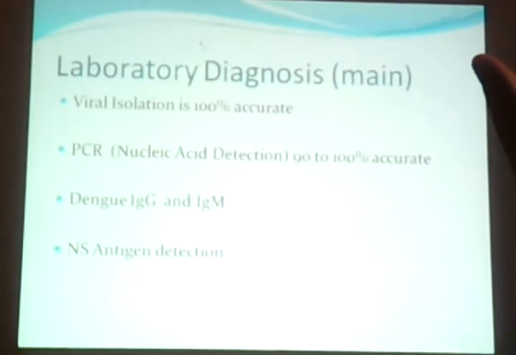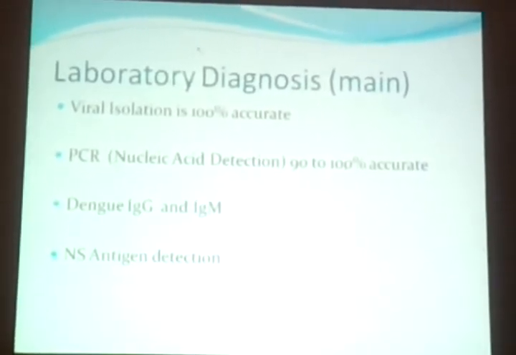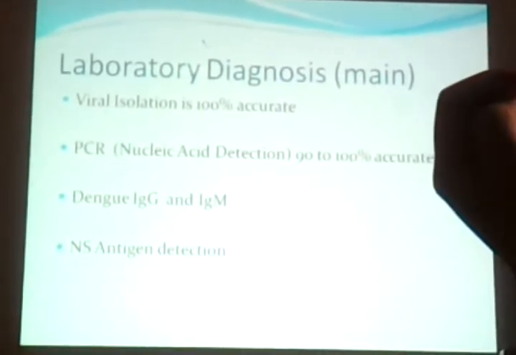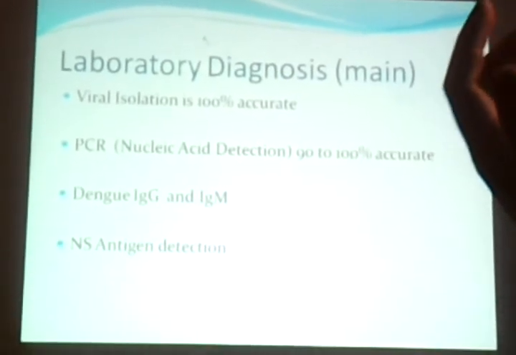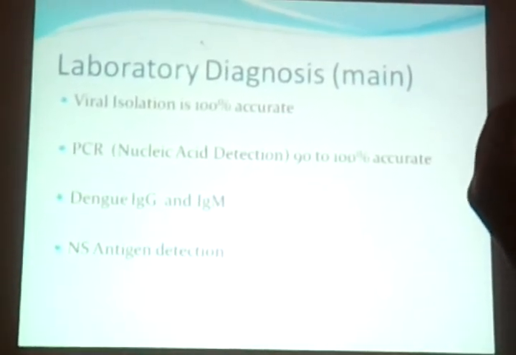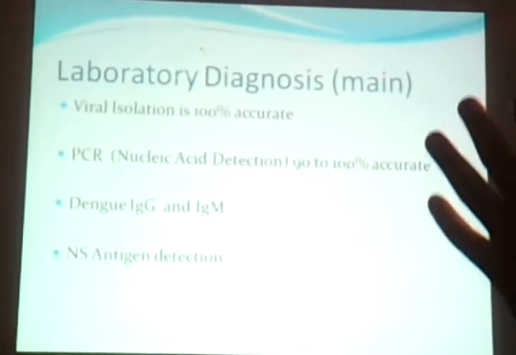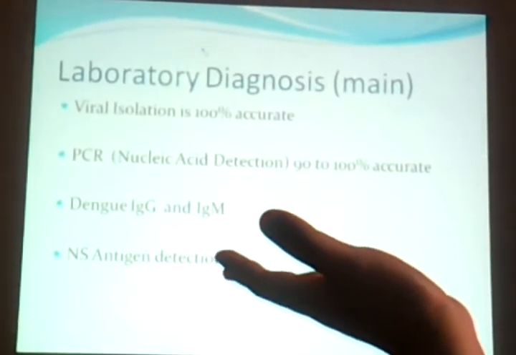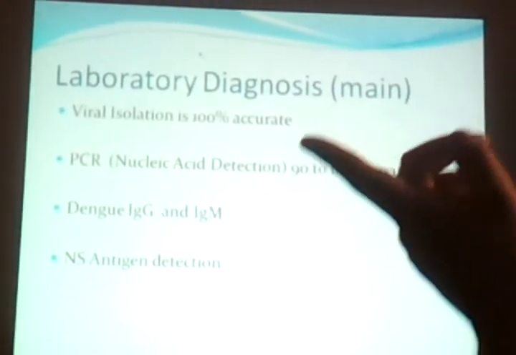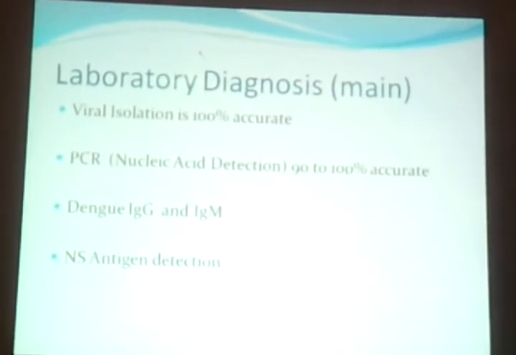So, in short, if you are going to ask me, I strongly recommend the NS1 antigen test, because this test really will tell you that the virus is present in the body. Practically, the NS1 antigen is part of the virus, the viral spike. So no viral spike, no NS1 antigen, no dengue.